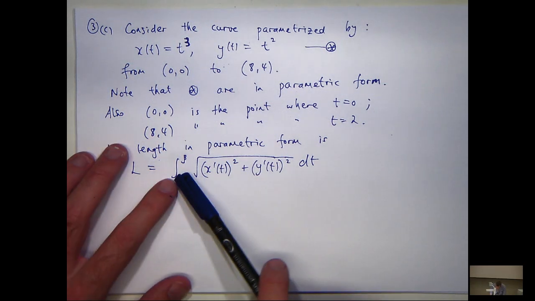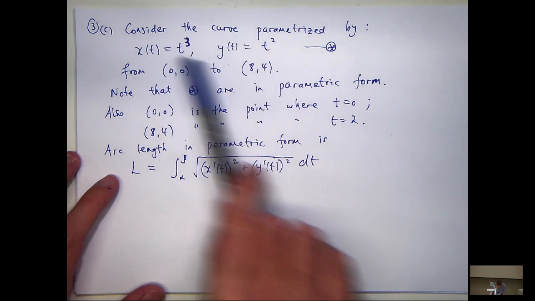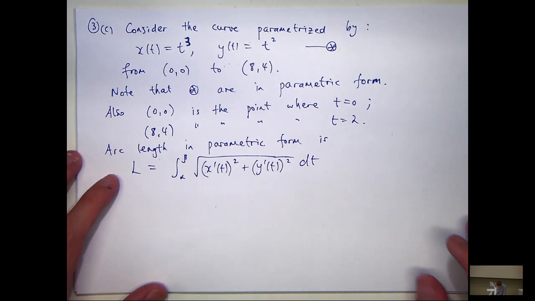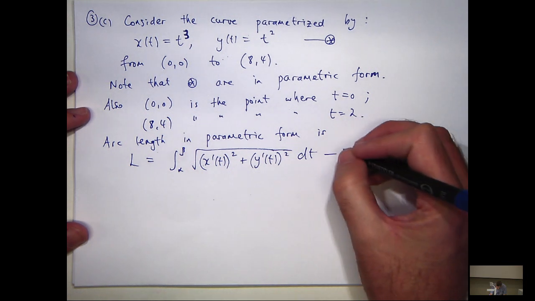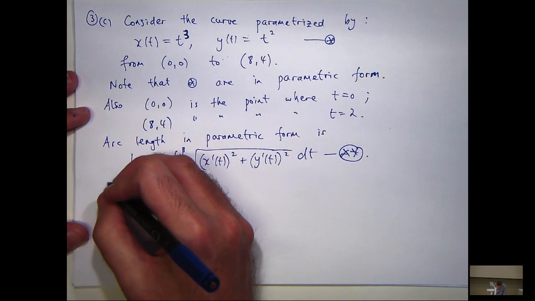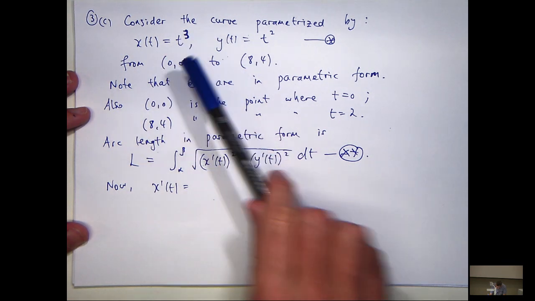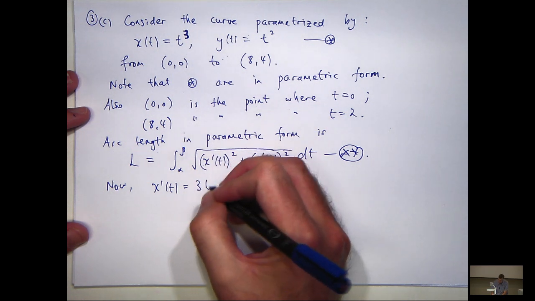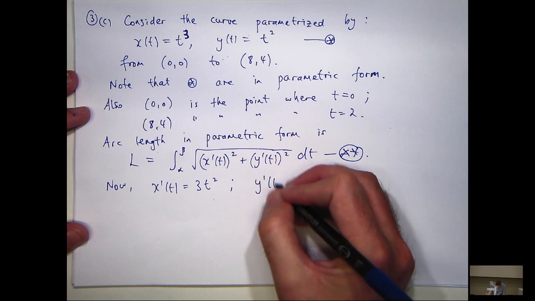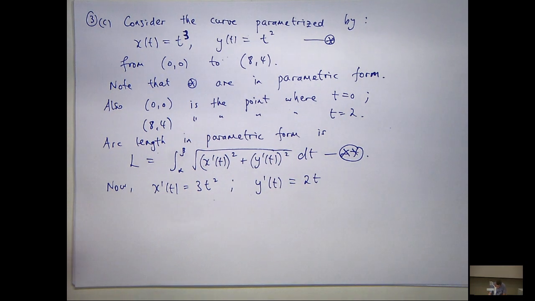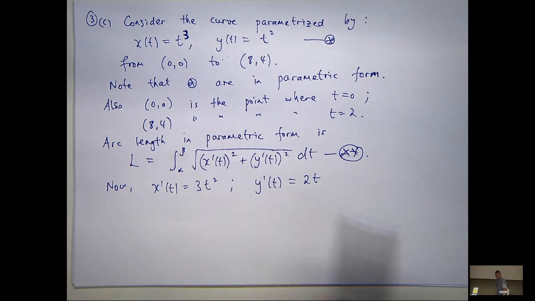Okay, so in this case, the alpha would be 0, the beta would be 2, and we just need to calculate the derivatives from this starred parametric setup. I'm going to call this double star. So let's calculate these derivatives. X prime is going to be 3t squared. Y prime is going to be 2t. So let's square these, add them together, and see if we can manage this square root sign away.